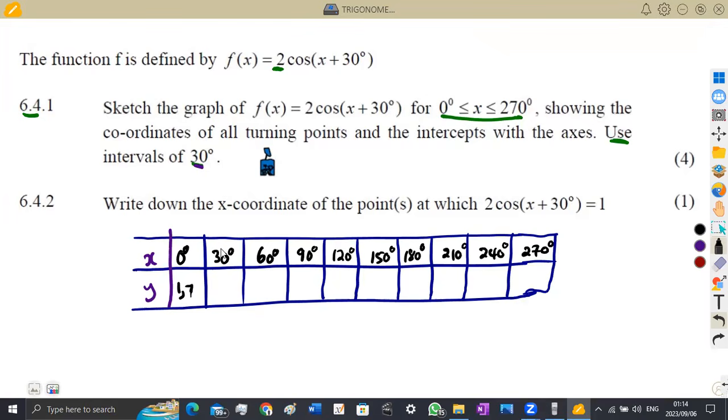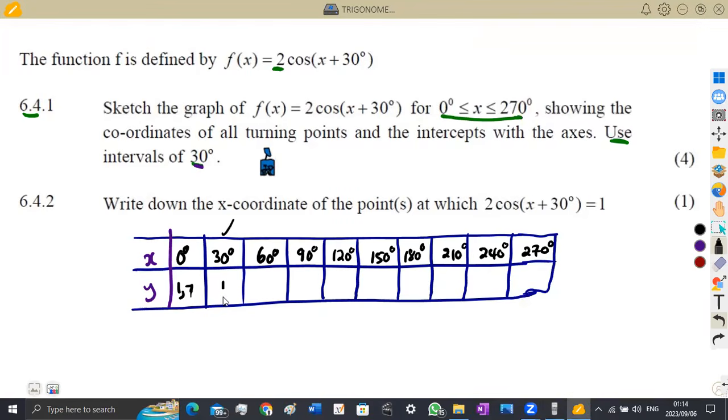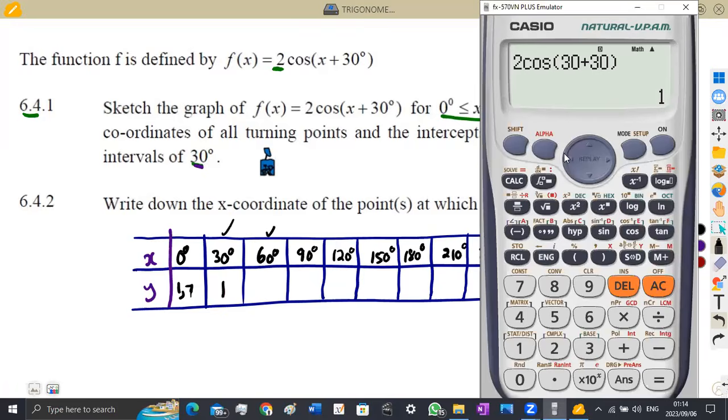You do the same thing if your x is 30 degrees. So go back to the calculator. Remember, this is where our x is, x plus 30. So this is the value that can change. Now it's 30. So we are going to obtain a 1 in this case. All right. We move on to the second one. If our x is 60, we are going to put 60 here. Remember, x is represented here. So this is now 2 cos(60 plus 30), which is a 0, and so on.